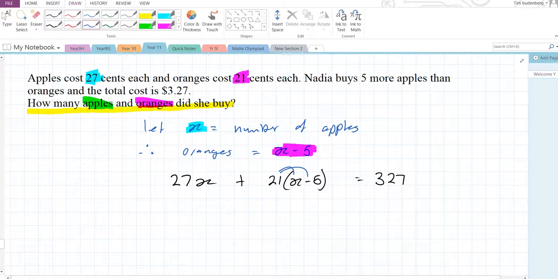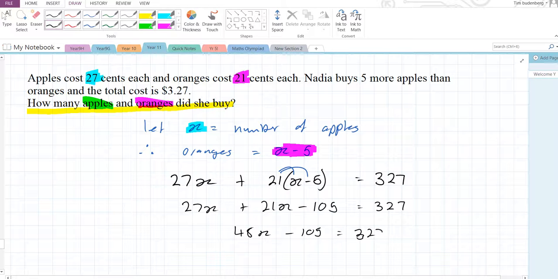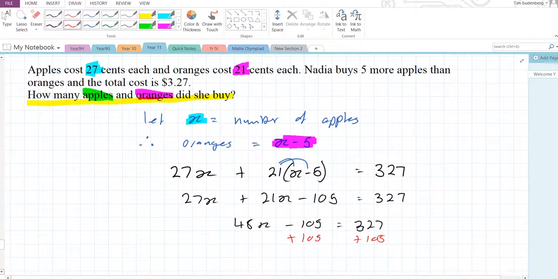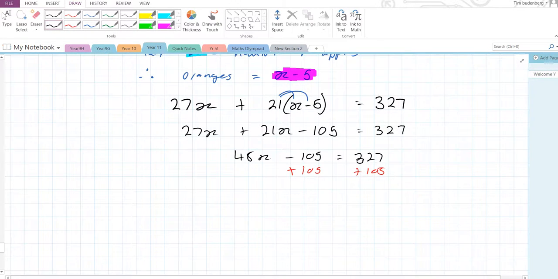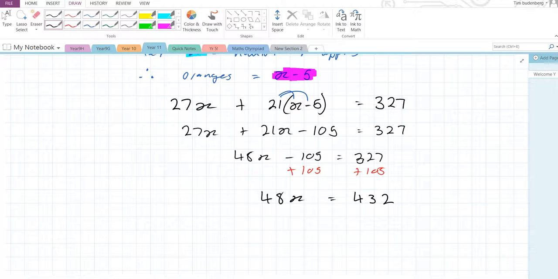Now we need to expand and simplify. 27x plus 21x, take 21 times 5 is 105. That's going to equal 327. Collect like terms. 48x, take 105 is equal to 327. We need to add 105 to both sides. 48x is equal to 432. Here's where my mental arithmetic lets me down. We need to get x by itself by dividing both sides by 48. X is equal to 9.